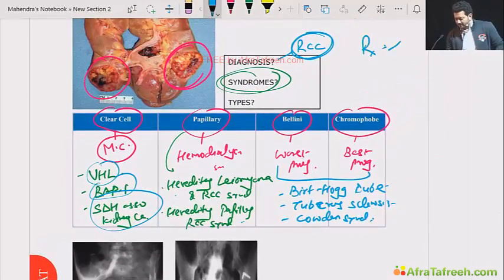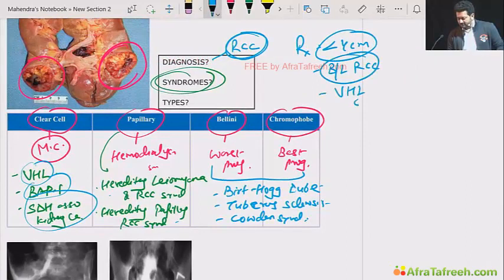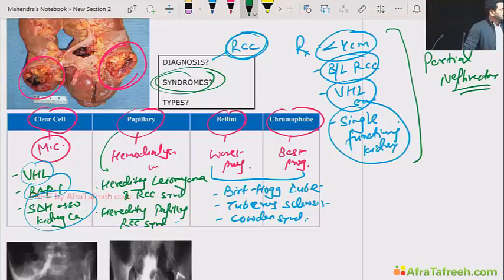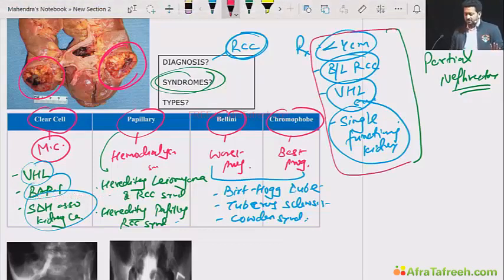Now the treatment: less than 4 centimeter tumor, bilateral RCC, VHL syndrome, and single functioning kidney. If any of these things are there, you will go for a partial nephrectomy, or you can say nephron sparing surgery. Otherwise, you go for radical. In the other types, you will go for radical. So just remember the indication for partial nephrectomy: single functioning kidney, VHL, bilateral RCC, and less than 4 centimeters.